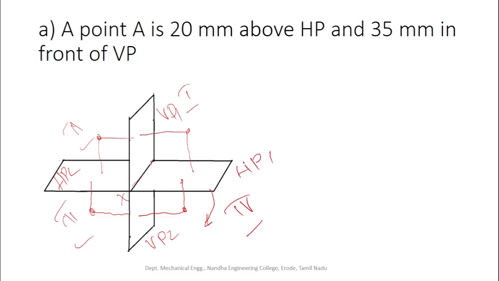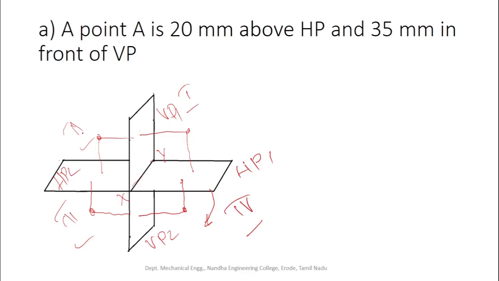This is called XY. XY is nothing but a reference axis, the intersection of the vertical plane and horizontal plane. It is the intersection of VP1 and HP1, or VP2 and HP2. For both, it is the intersection axis.